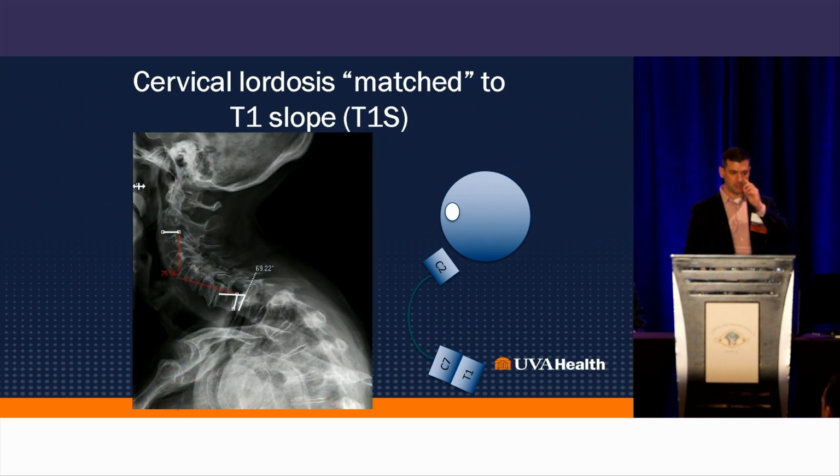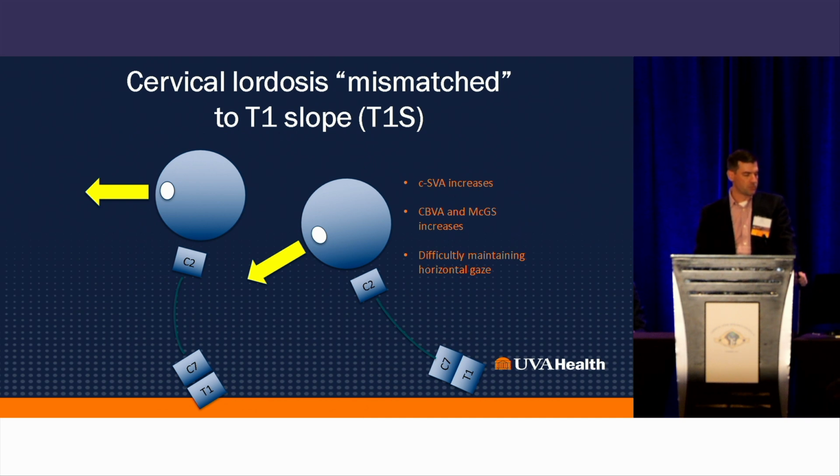So if you look right here, this is a patient that I had recently seen, and she has very exaggerated thoracic kyphosis, and because of that, she needs to have hyperextension or exaggerated cervical lordosis to maintain her horizontal gaze. So what happens when your cervical lordosis is mismatched to the T1 slope? What happens is you can't look forward. So essentially, your takeoff of C7 is more anterior. You don't have the compensatory lordosis, and you can't maintain your horizontal gaze.